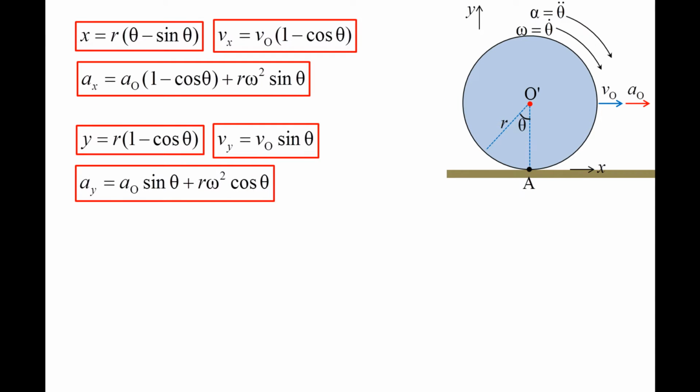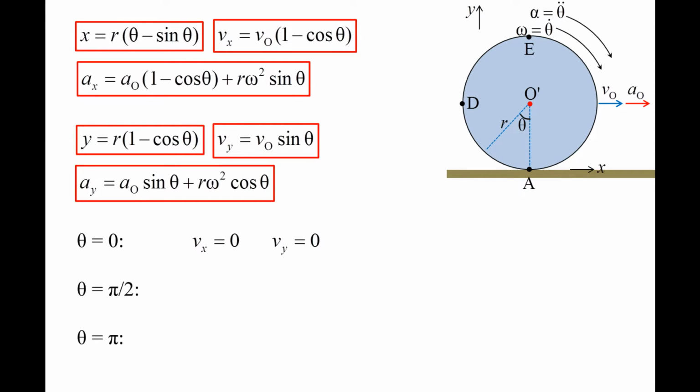Here is a summary of the kinematic equations for points on the edge of a disk that rolls without slipping. Let's examine the speed and acceleration of 3 points on the edge of the disk. The first point is at 0 radians, which corresponds to point A. The second point is at pi over 2 radians, which corresponds to point D, and the third point is at pi radians, which corresponds to point E.